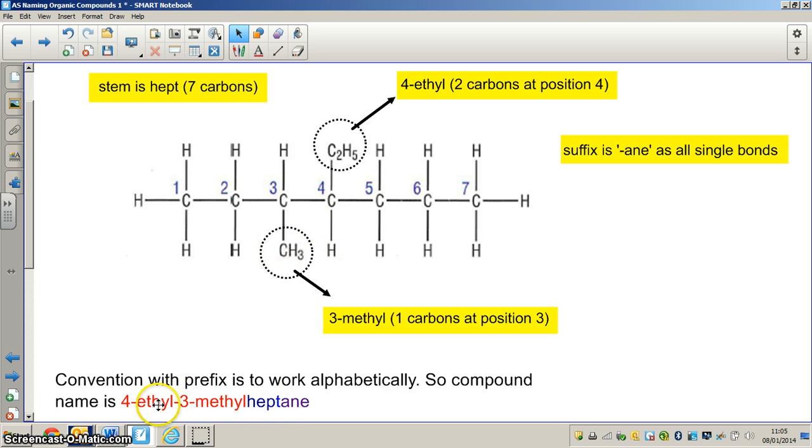And there is another convention being illustrated here. Wherever we have numbers next to letters, we separate the number and the letter with a hyphen. So in this case, 4-ethyl, 3-methyl heptane. Another important convention. Let's move on to another example.